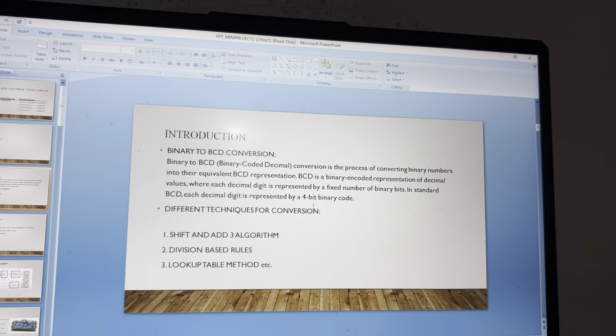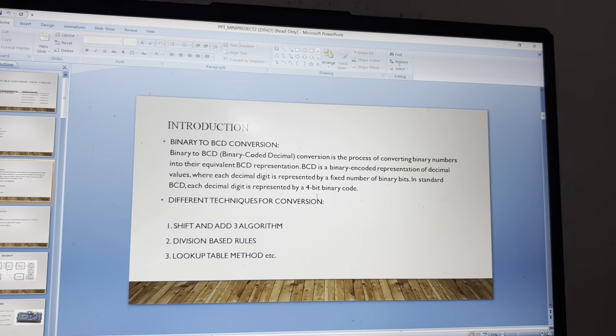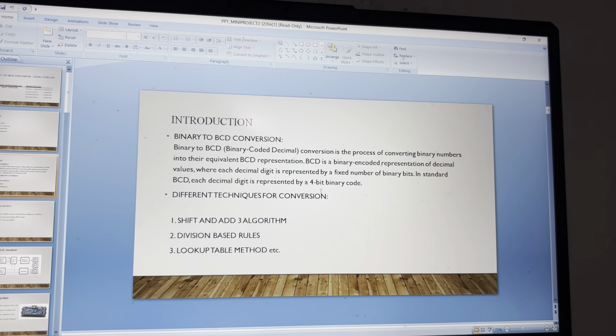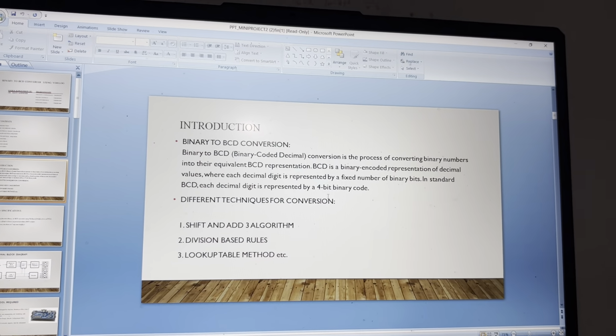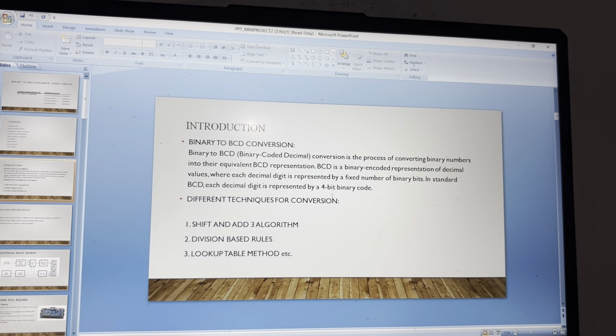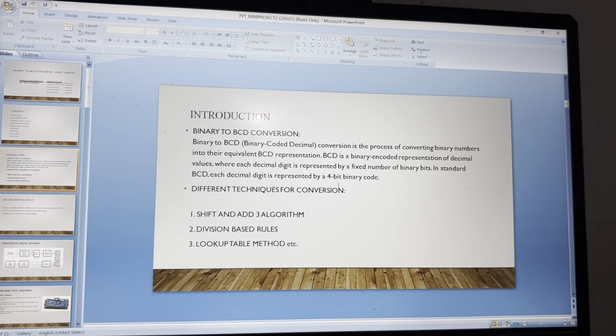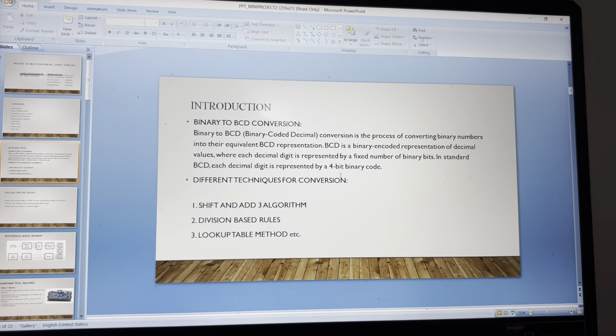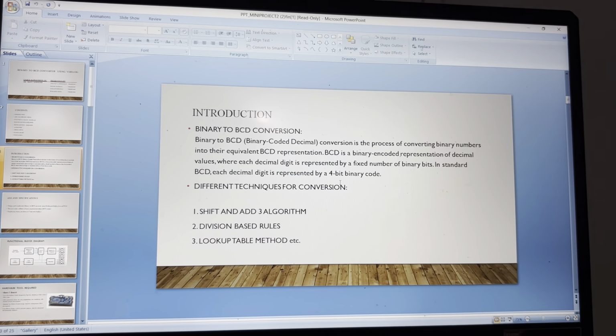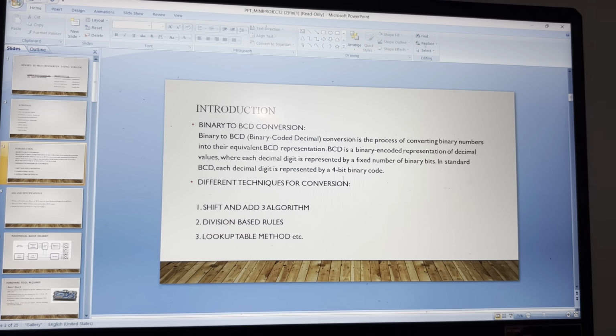There are different techniques for conversion: shift and add 3, division based rules, lookup table method, etc. According to our convenience and considering the computational complexity, we found that the shift and add 3 algorithm is the most efficient one, and we have used that algorithm to convert binary to BCD.